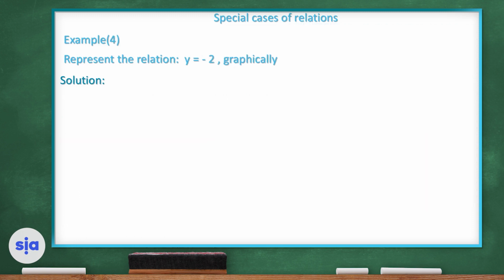Example 4. Represent the relation y equals negative 2 graphically. This relation is similar to the previous relation. The difference between them is that the previous one was x equals a constant, and this one is y equals a constant. In the previous example, we had x equals a constant, but in this example, it's y equals a constant.